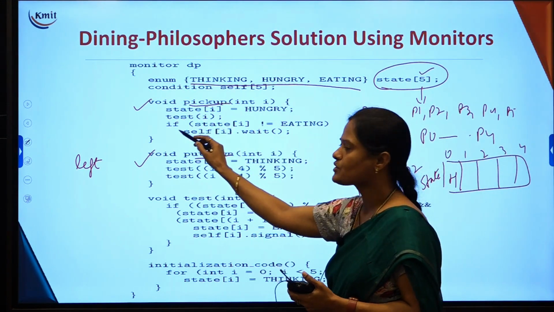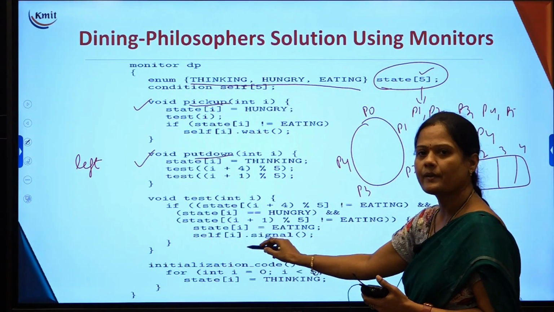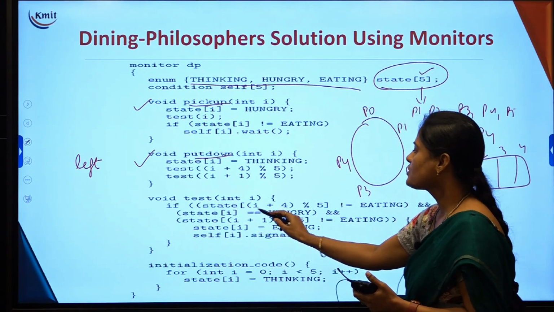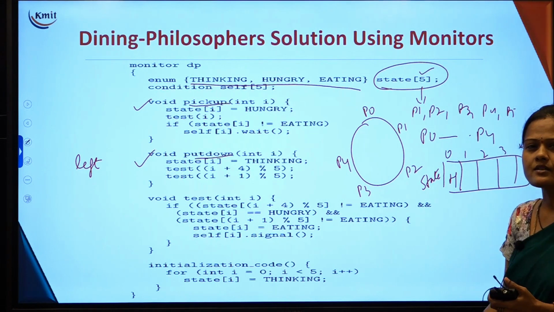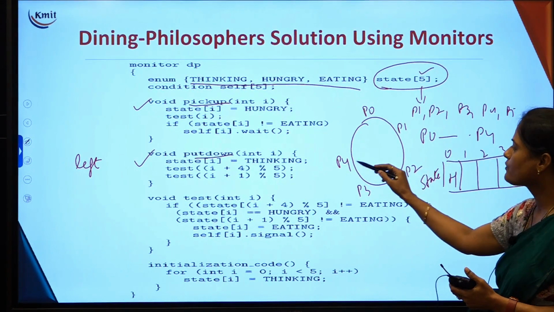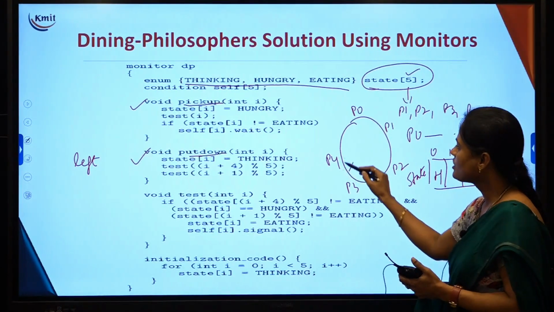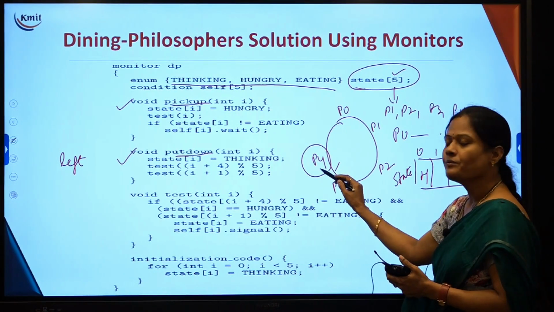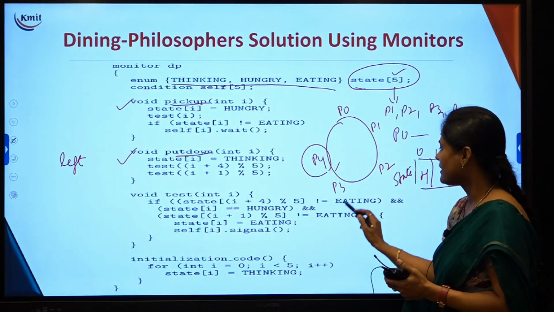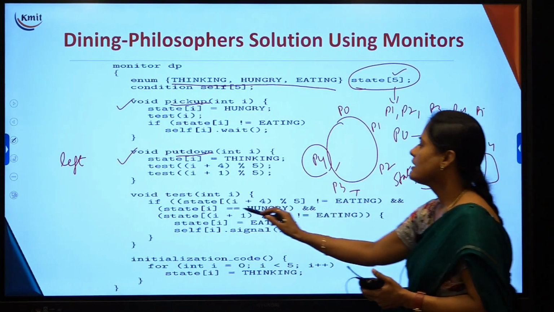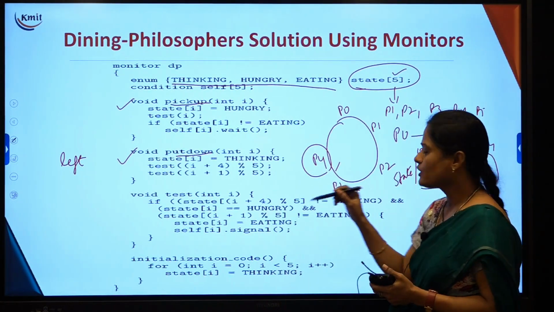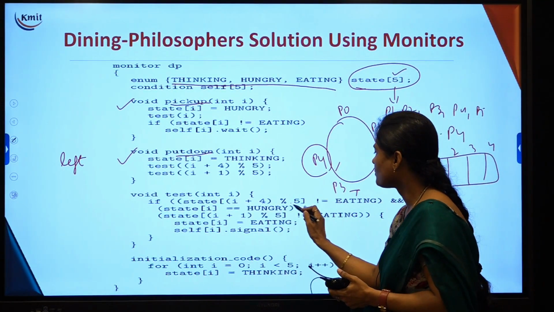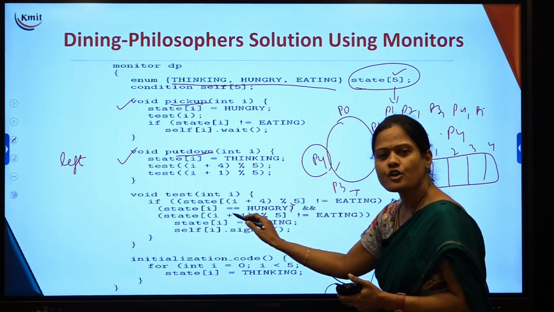Test of i. So, test of 0 will go into this particular condition. Now, you check test of i plus 1. Here i plus 1 is nothing but 0 plus 4, and 0 plus 4 is nothing but 4 modulo 5. So, this is P4. Assume this particular philosopher is not eating. So, this is true. And state of i means the current philosopher is hungry. Yes, it is true. And state of i plus 1.